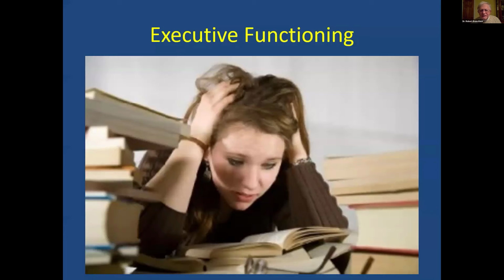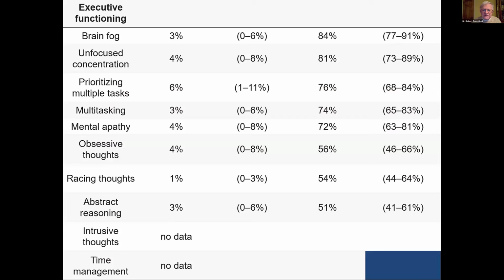Executive functioning is another area, and executive functioning is the ability to create and sustain goal-directed behavior. So you're producing something, you're doing something. Brain fog was particularly high, 84%, trouble concentrating. And then a couple of things at the bottom I don't have numbers on, intrusive thoughts or time management problems. Many patients with Lyme lose track of time, and they used to have a good sense of time before they were infected.